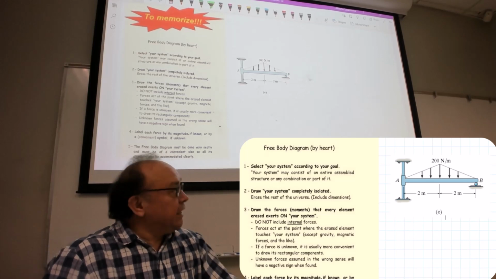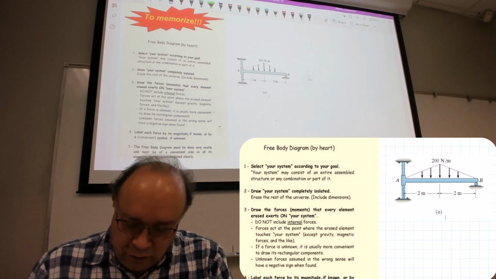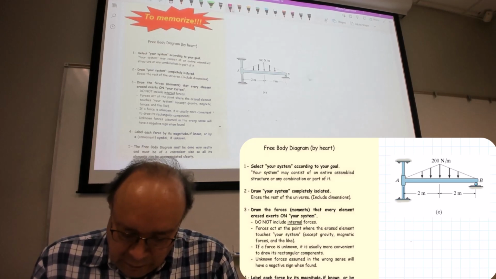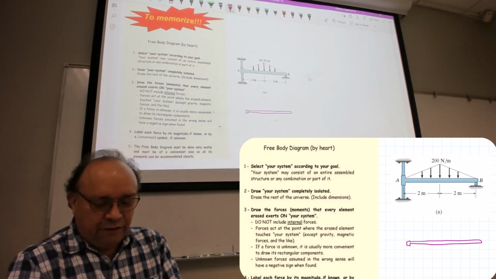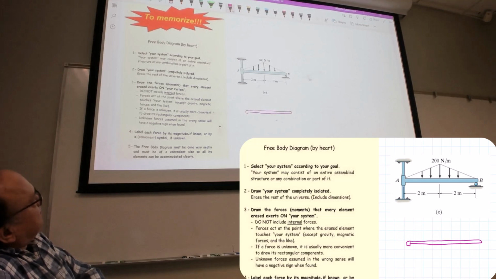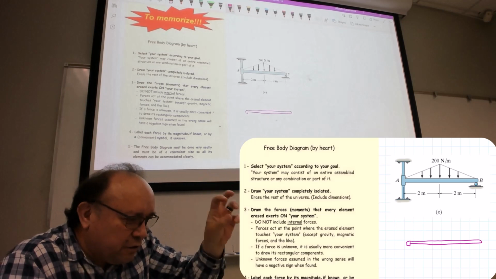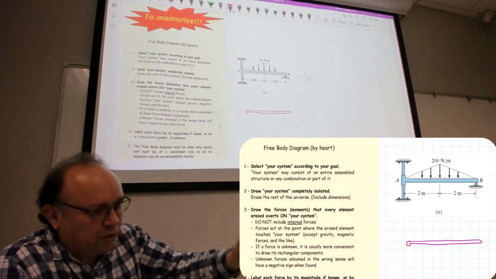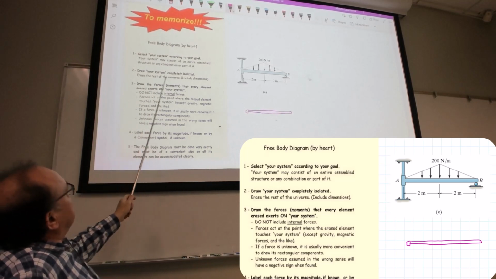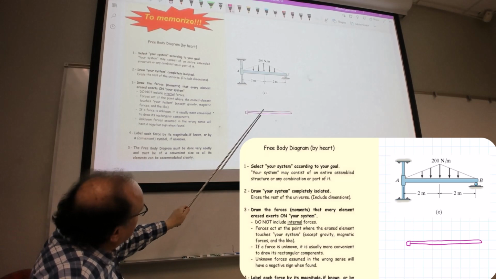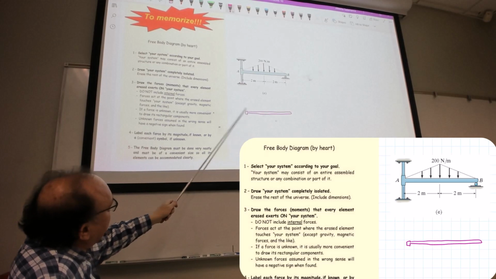So I select here the beam. The beam will be my free body diagram. So I will do something like this. That will be the free body diagram, right? You can select any part of the structure that you need in order to see the forces that you need to find. So let's see. Now that you selected, you draw it, right? Yeah, that's the drawing of the completely isolated body, the free body.